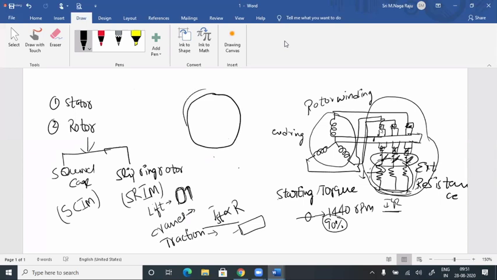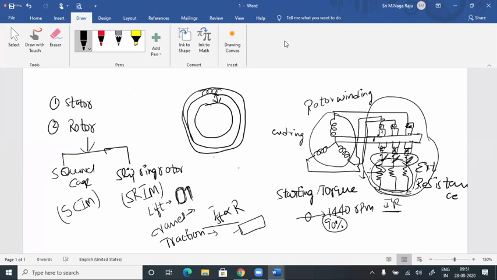This is the stator. And this is the rotor. In between, we have the air gap. The air gap plays a vital role in the induction machine, especially in the induction motor.